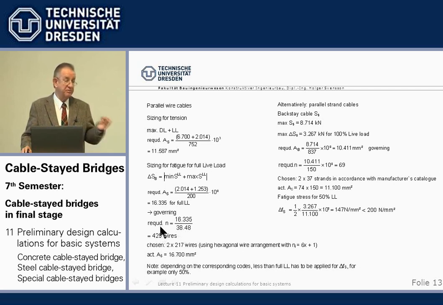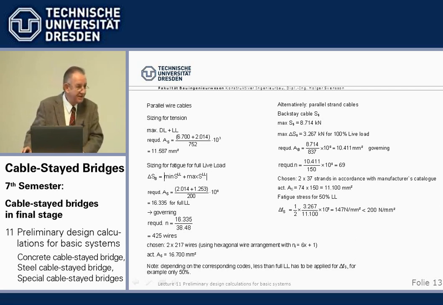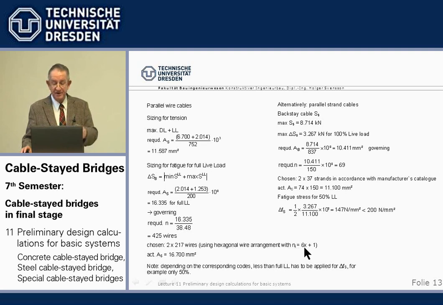Okay, and we have with the wire the little special thing that we use them in a hexagonal arrangement, which needs, we have only in 6 steps, 6, 12, 18, plus 1 in the center, we use in the wires. So the total number is always 6x plus 1. Okay, and for this, we would then get a certain amount of wires.